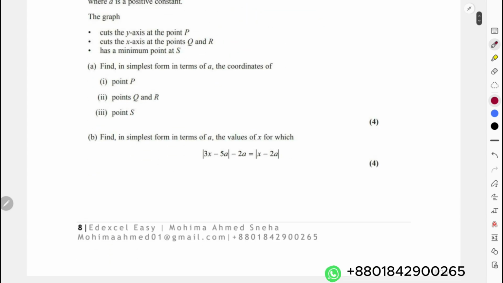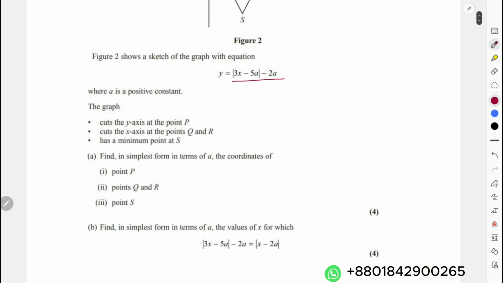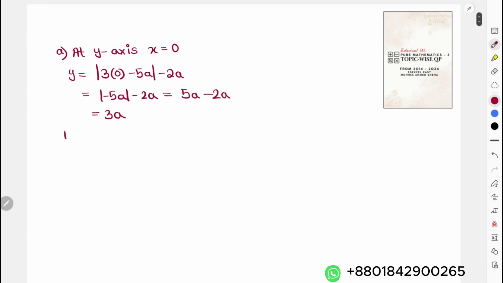First with P, I can understand that P is on the y-axis, right? So at the y-axis, your value for x is always 0. In that case, you get y equals 3 times 0 minus 5a, absolute value, minus 2a. So you get minus 5a absolute value, minus 2a. So that means you basically have 5a minus 2a, which is, by the way, 3a, right? So this is your coordinate for P: (0, 3a).